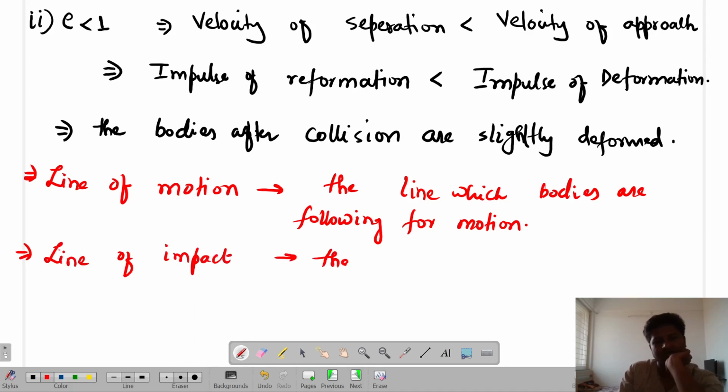This is the line which the bodies experience the norm.